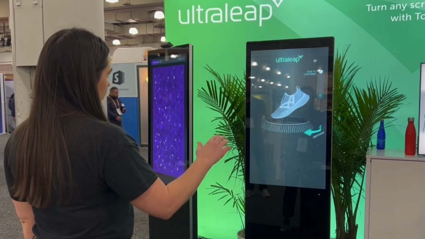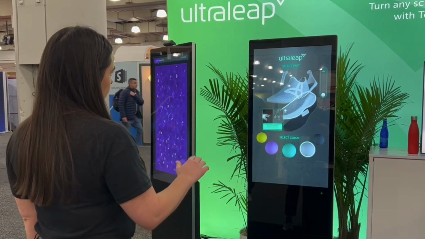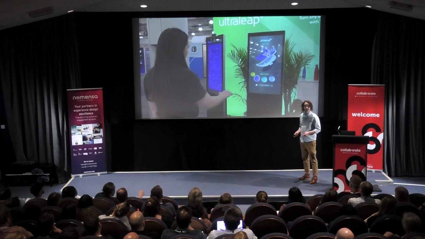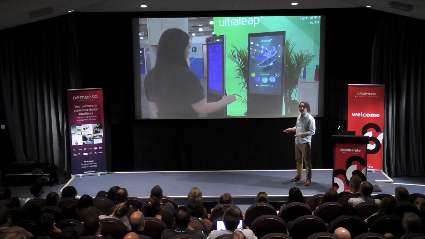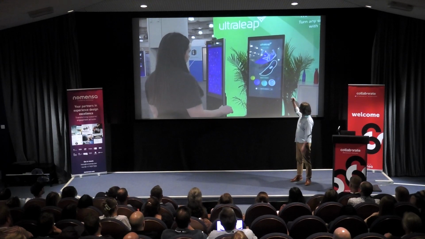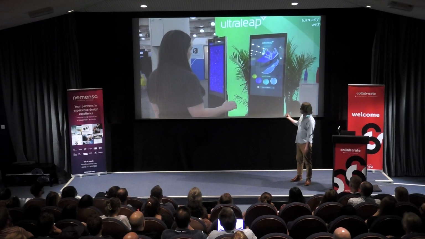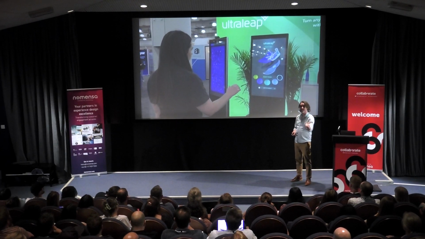So my colleague here is showing how we modify touchscreens to make them work with gesture. So this is a standard touchscreen kiosk, still works as a touchscreen. We didn't make anything there. We've just added a tiny camera on top of it and installed a little bit of software. And now we can track your hands as you're standing in front of it.